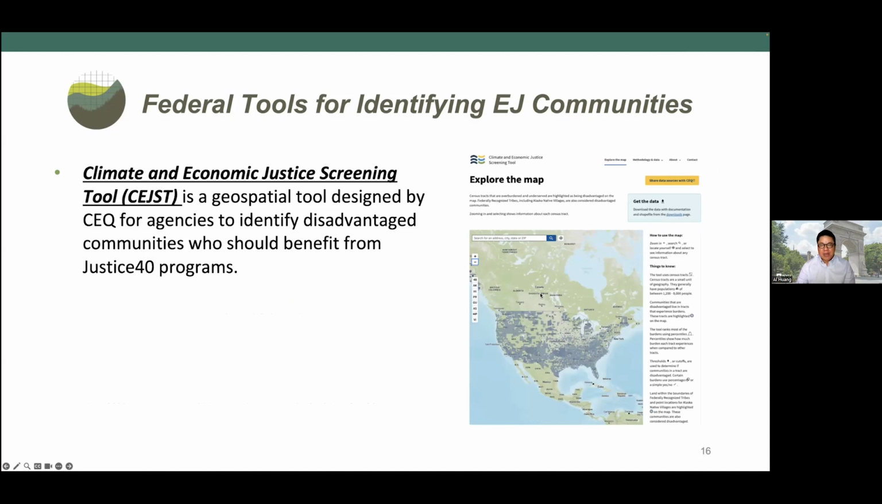I mentioned a bit about Justice40 earlier. As part of the Justice40 initiative, the CEQ, the White House Council on Environmental Quality, created another tool called the Climate and Economic Justice Screening Tool, which is a geospatial tool designed to identify which communities are disadvantaged and should benefit from Justice40 programs. Again, we did a training on this for this TCTAC, which you can find on the WEAC TCTAC website, the Justice40 CEJST training.